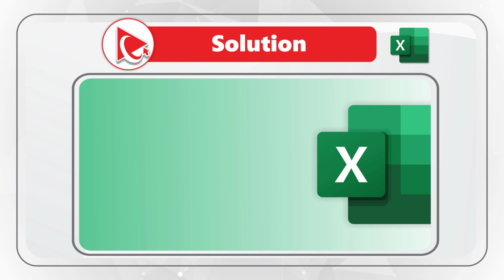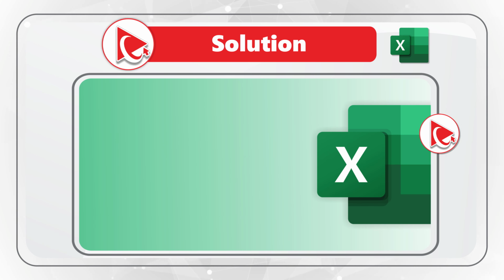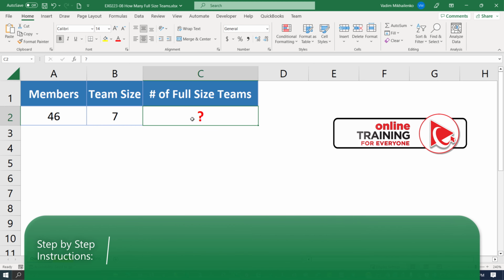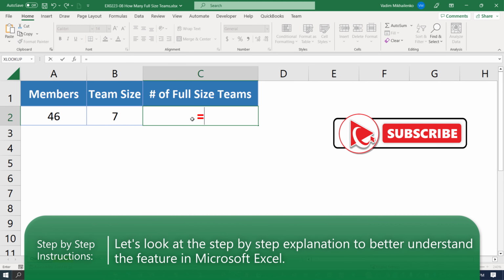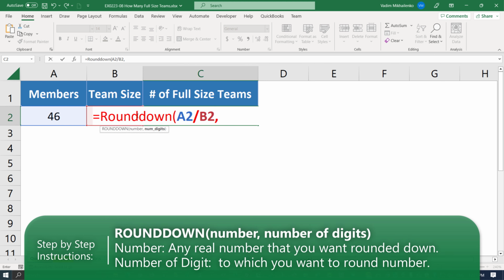I believe the correct answer here is choice B, ROUNDDOWN. And the reason is because to solve this challenge, we need to use an Excel formula which rounds the number down to the nearest integer. To simulate this scenario in Microsoft Excel, let's use the ROUNDDOWN formula. And you can see that it rounds a number down towards 0. And then let's supply arguments A2 divided by B2. And the second argument, which indicates how many digits we're rounding down to, would be 0.